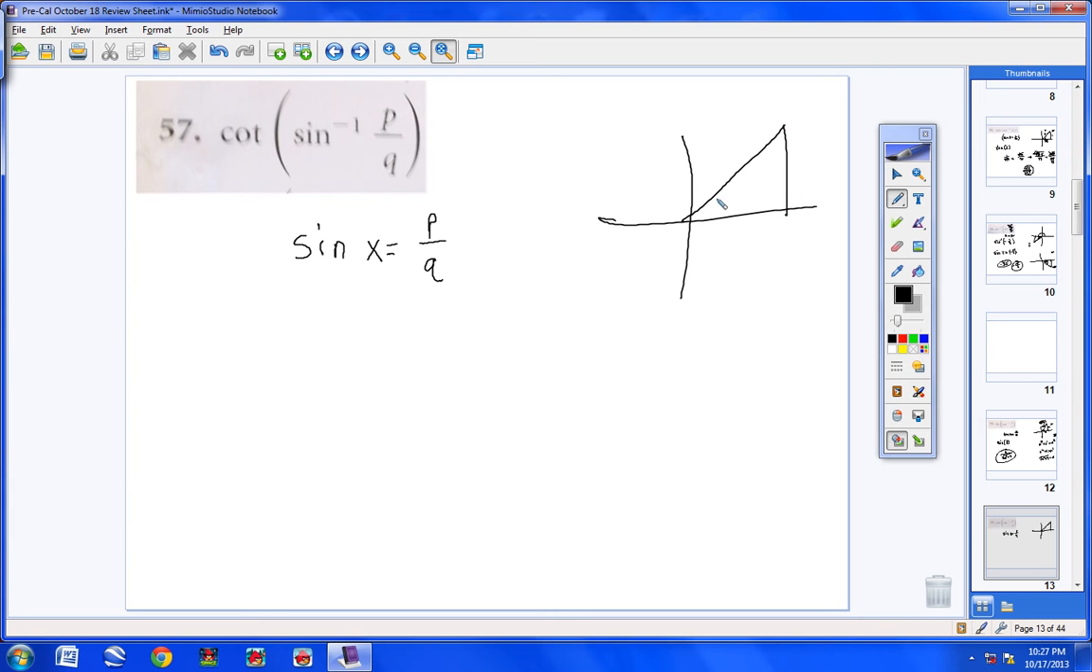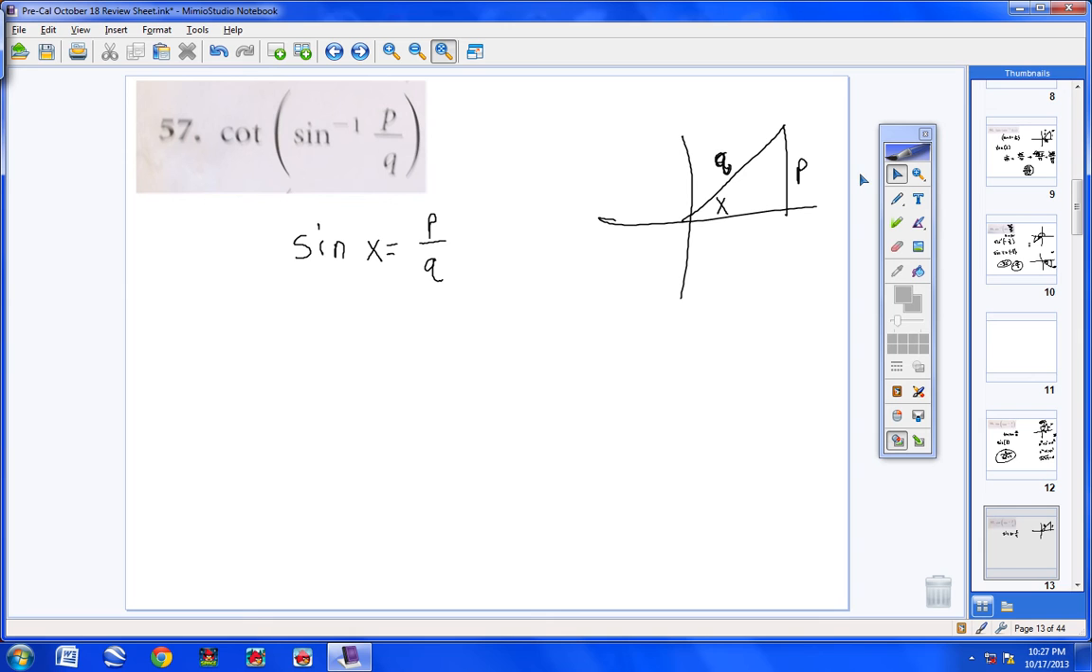I'm going to go ahead and put my x right here, and sine is opposite over hypotenuse, so here's my opposite, and here's my hypotenuse, and that is a Q, even though it doesn't look like it. All right, now, using the Pythagorean theorem, I'm going to find this missing leg right here, okay?